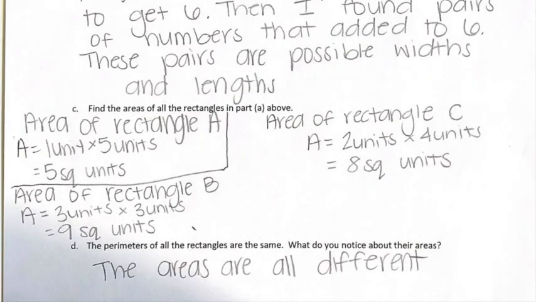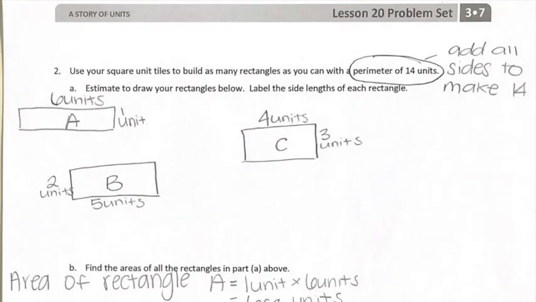Now it says the perimeters of all the rectangles are the same. What do you notice about the areas? So all the perimeters do equal 12 units, but what I notice when I multiply them is that all the areas are different. Number 2 says use your square unit tiles to build as many rectangles as you can with a perimeter of 14 units. So once I add up all the sides, it needs to make 14.